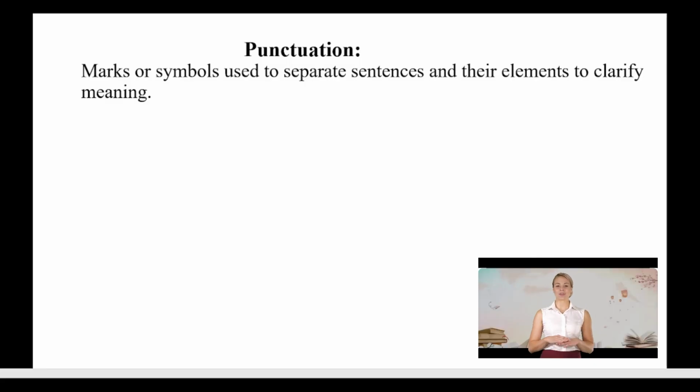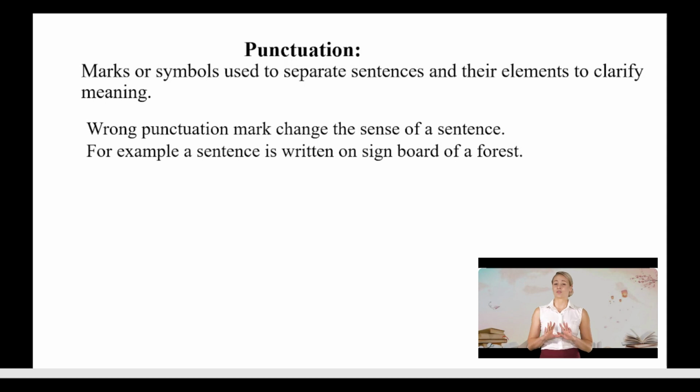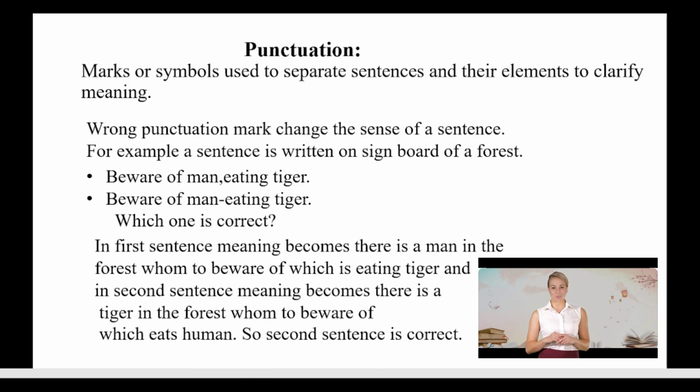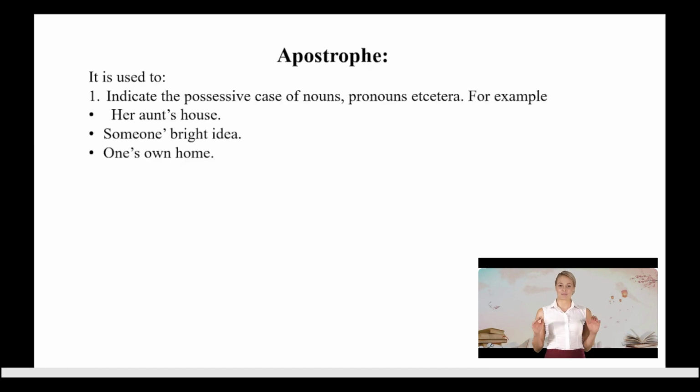Punctuation: any mark or symbol used to separate sentences and their elements to clarify meaning is punctuation. Wrong punctuation marks change the sense of a sentence. For example, a sentence is written on a signboard of a forest: Beware of man eating tiger. Which one is correct? In the first sentence, the meaning is there is a man in the forest whom to beware of, who is eating a tiger, and in the second sentence, the meaning is there is a tiger in the forest whom to beware of, which eats humans. So the second sentence is correct.